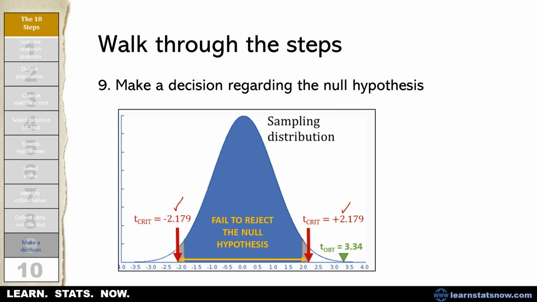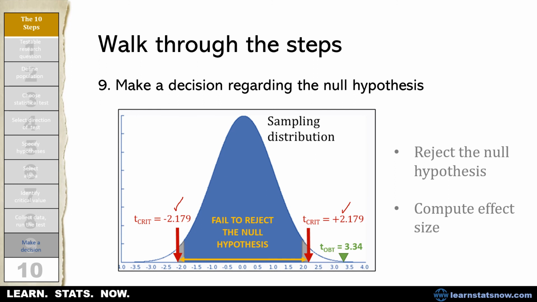Because of that, what we're really saying is, hey, this difference that we observed between the means of the two groups was more than what we would expect from sampling error alone. In fact, it's quite a bit more. That's why it's in the region of rejection. Therefore, we're going to reject the null hypothesis.